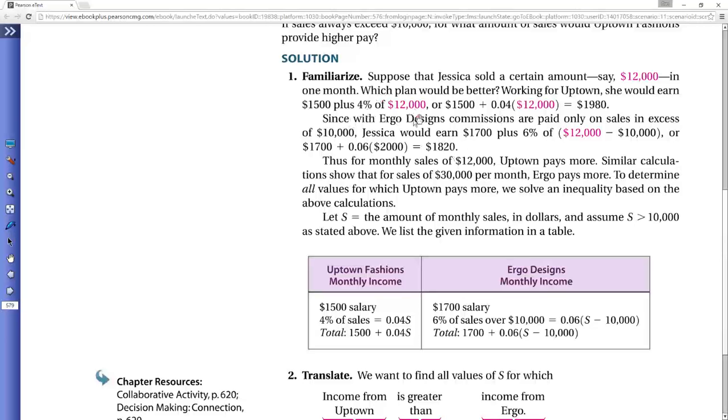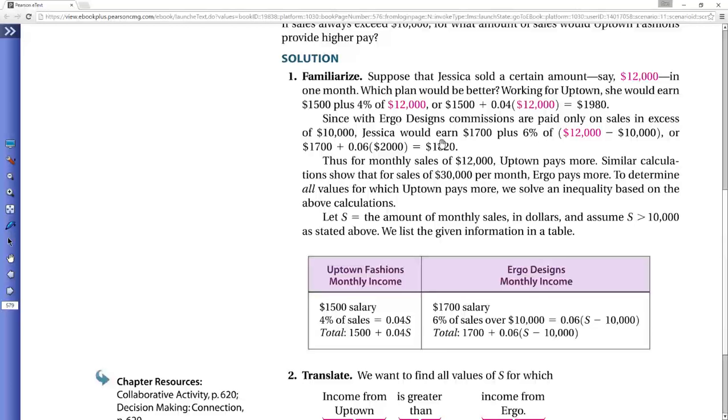So if I want to calculate that, I need a number, and that's 0.04. Well, do your order of operations. I multiply 0.04 times 12,000, add 1,500 to it, I get 1,980. Now what if she was working for Ergo Designs and sold the same amount of money?